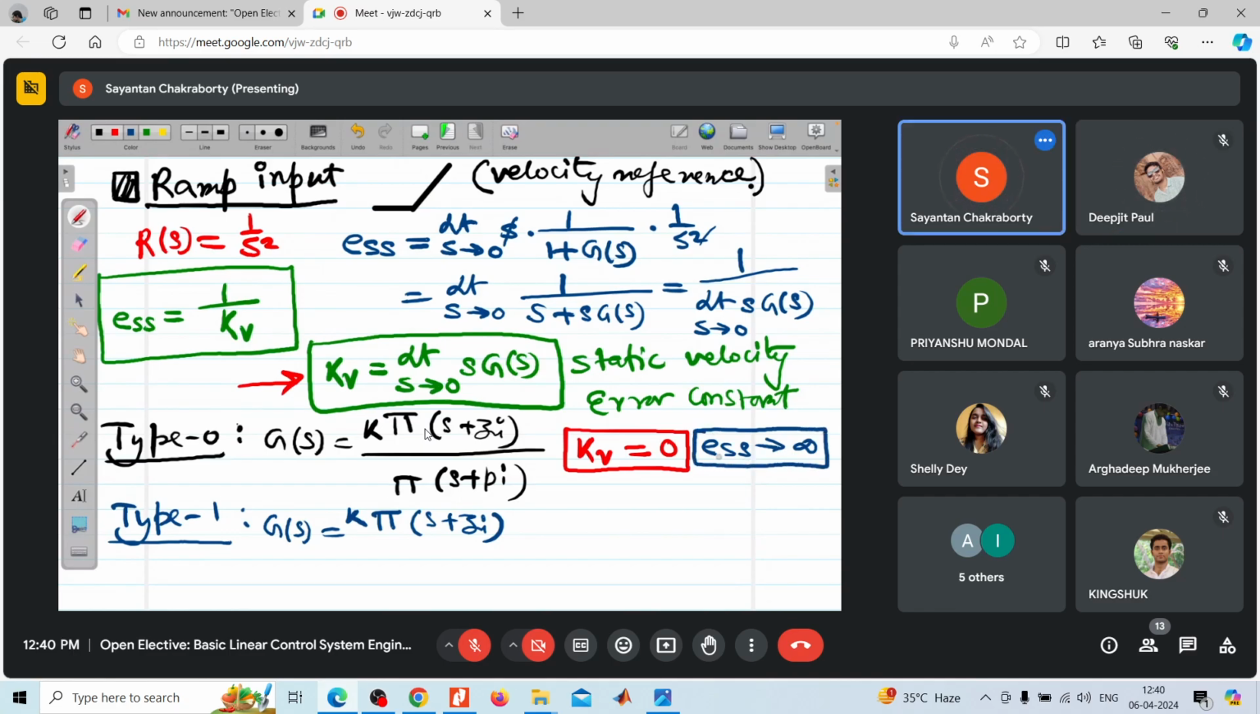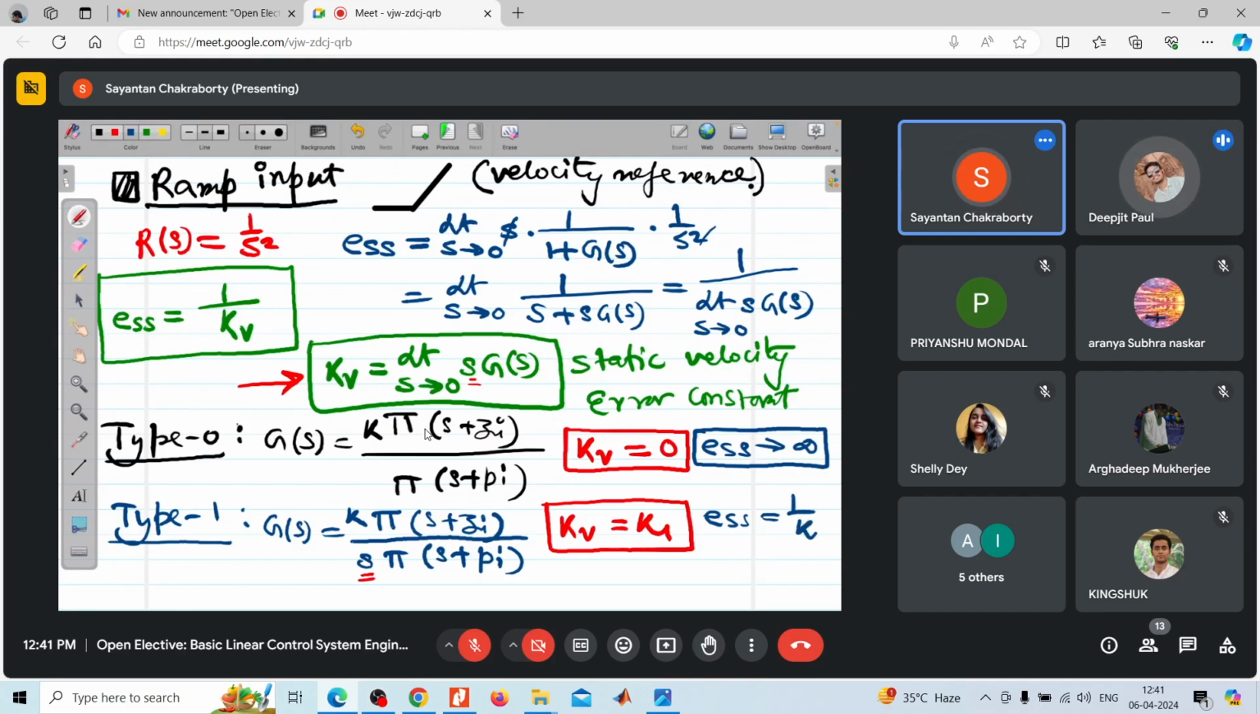Okay, I'm coming to these. Next, for type 1 system, there is 1 by s, so what will be kV? Some constant, because this s will cancel out this s, right? Yes, sir. So there is some constant, and ESS is equal to 1 by constant, k1. So there will be a finite steady state error.